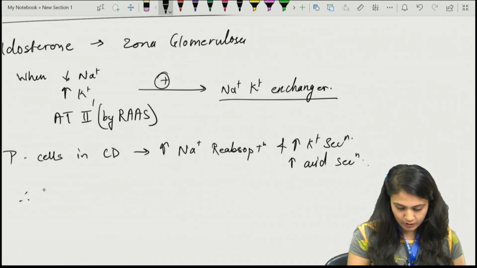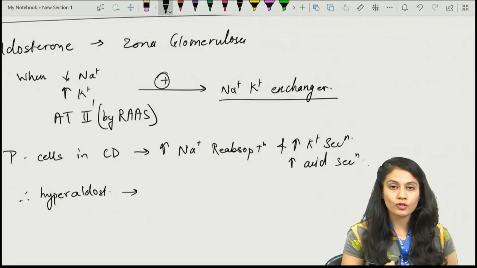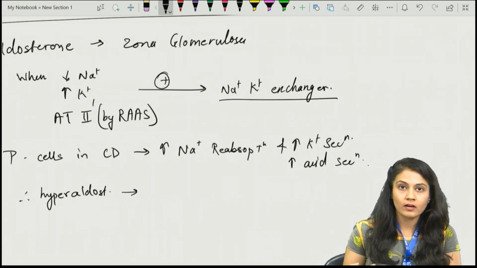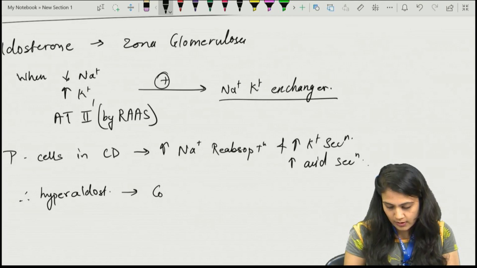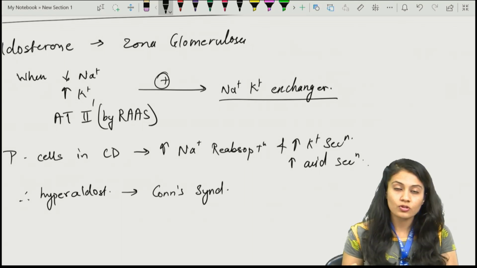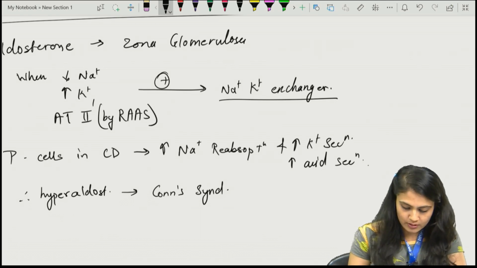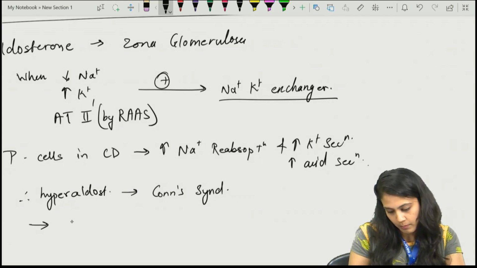So they asked about hyperaldosteronism. As we know now the functions of aldosterone, we can know what will happen if it starts acting too much. That is known as Conn's syndrome, the syndrome where the aldosterone levels are increased. What happens in Conn's? Obviously, if it is acting too much, the BP will be increased.